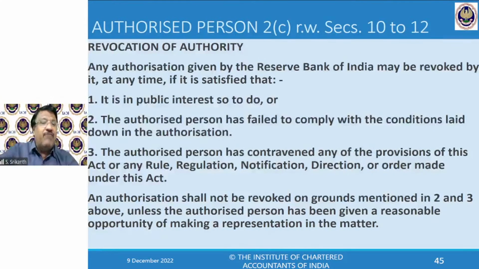The authorized person has failed to comply with the conditions laid down in the authorization. As I said, they have to maintain elaborate registers and they are subject to frequent inspections. So if in that inspection it is noted that they have not complied or there is a serious non-compliance, then they can revoke the authority. Also, the authorized person has contravened this act or rule or regulation, etc. Now, if you want to do it under 2 and 3, then you have to allow the authorized person to make a representation.